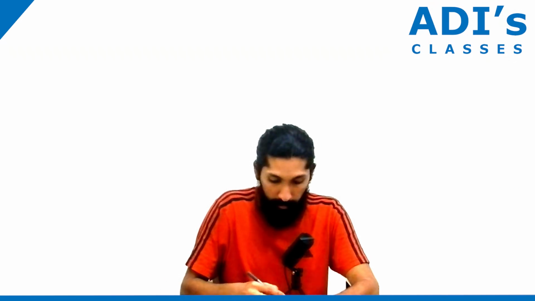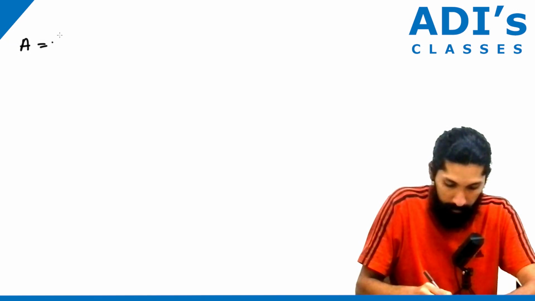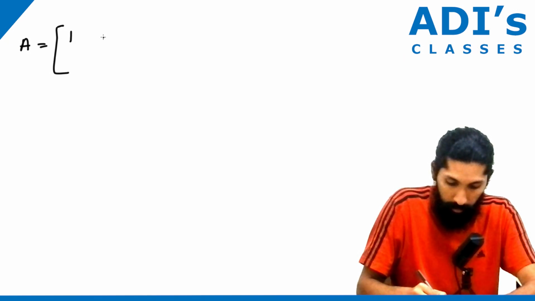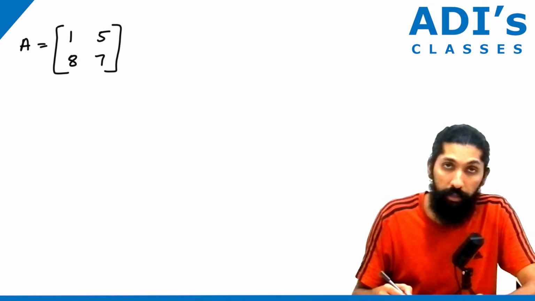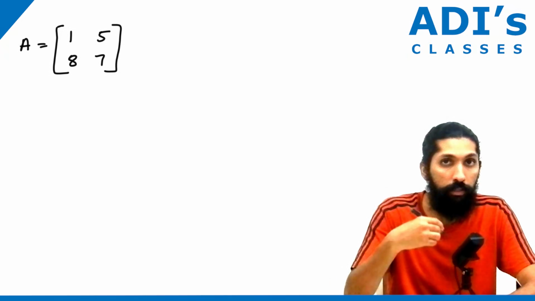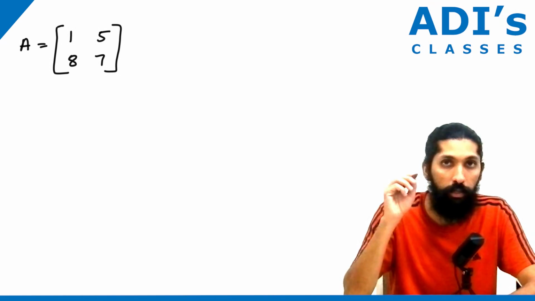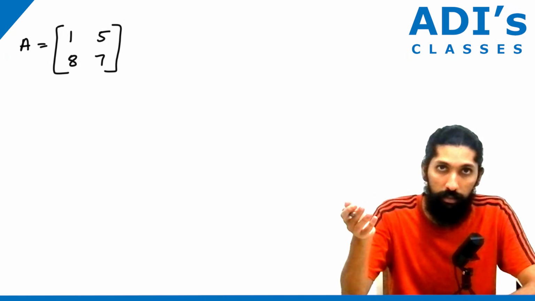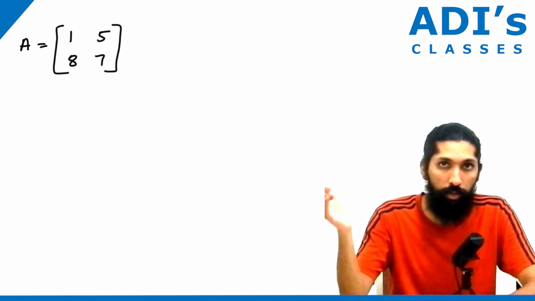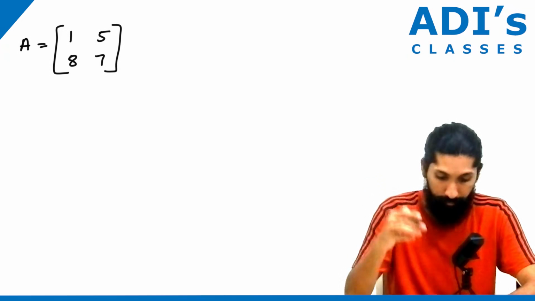See the first one, say matrix A is equal to 1, 5, 8, 7. Say this is the matrix. Now I'm trying to figure out the determinant value. Correct? Now you can pause it and calculate it, or otherwise have a look into it. We'll solve it together.